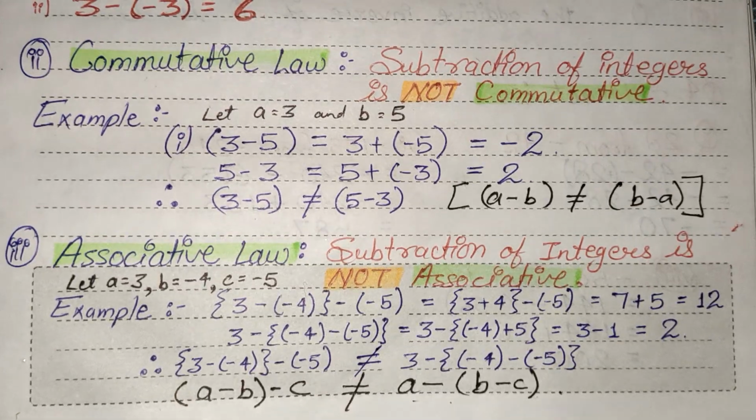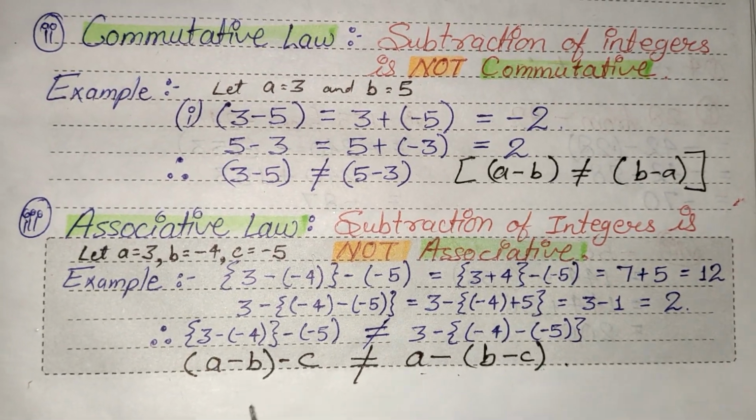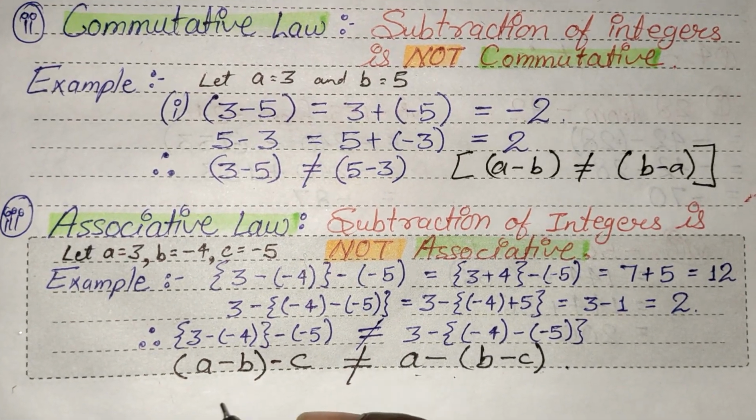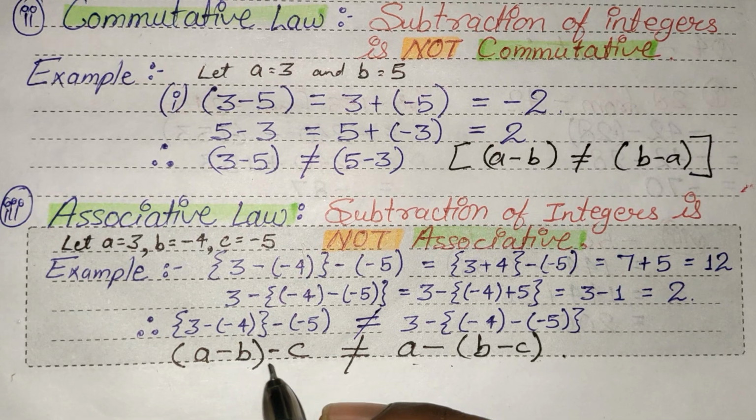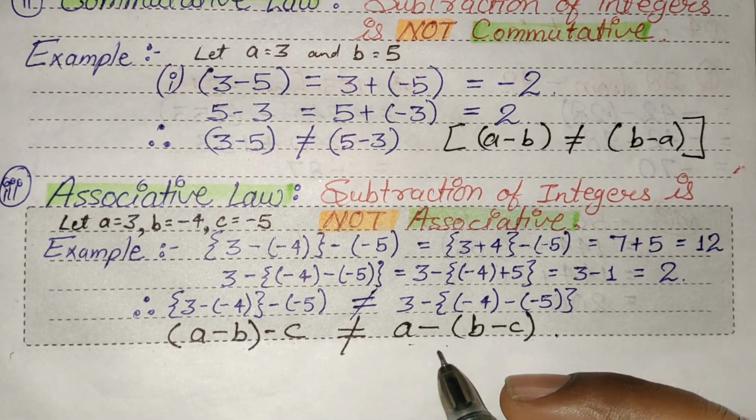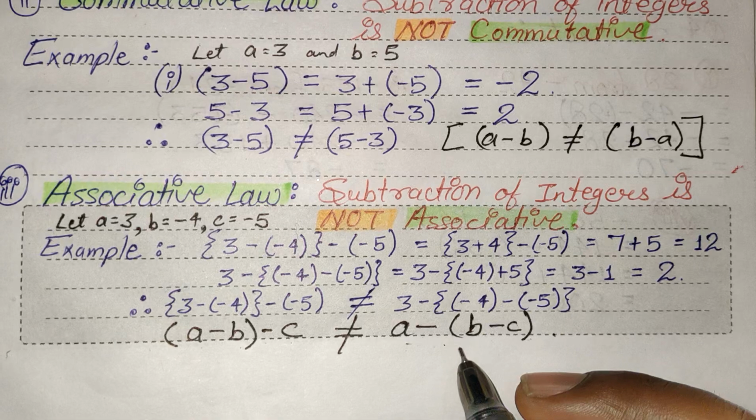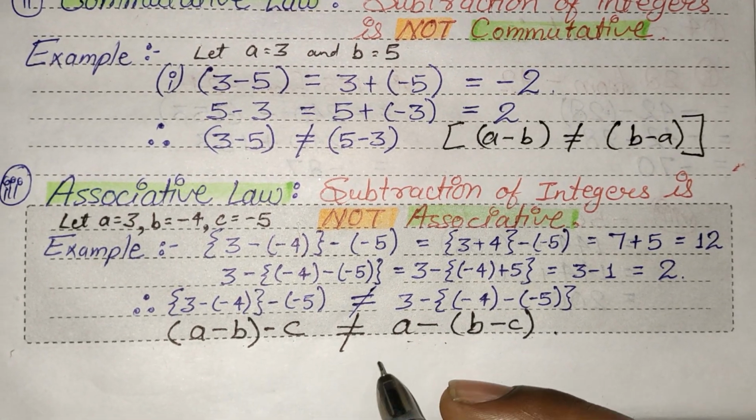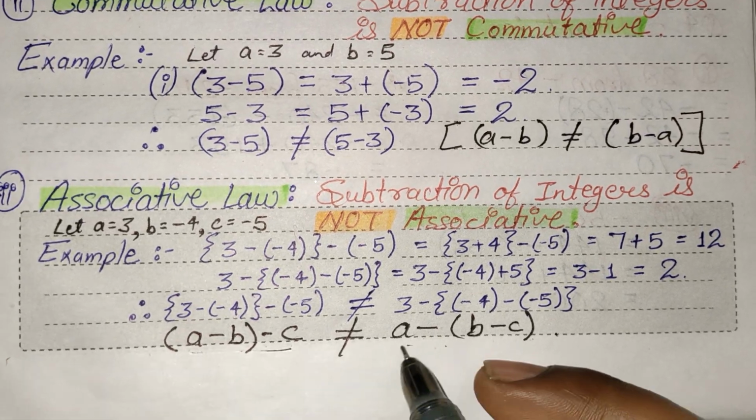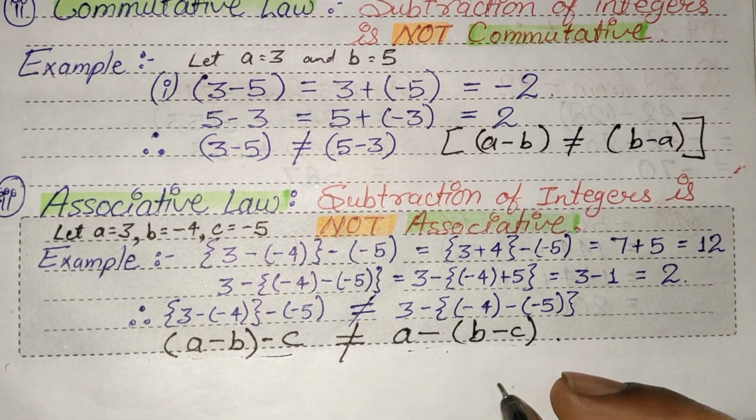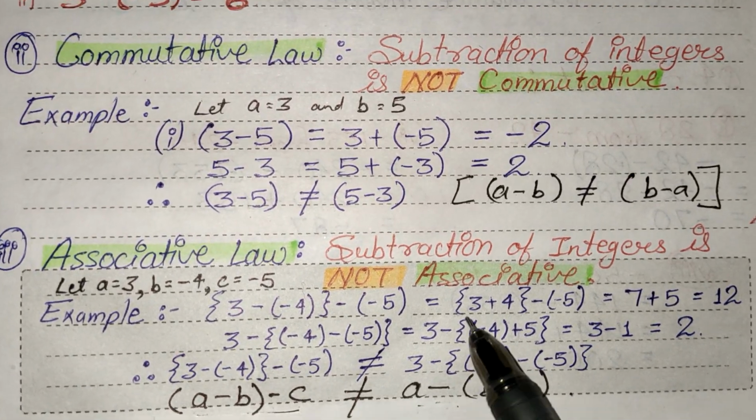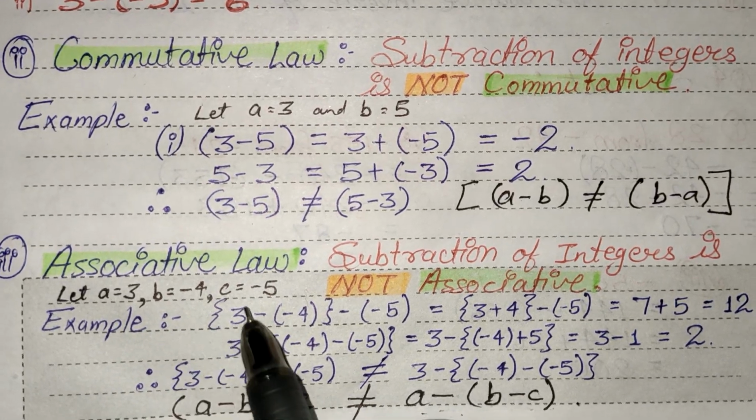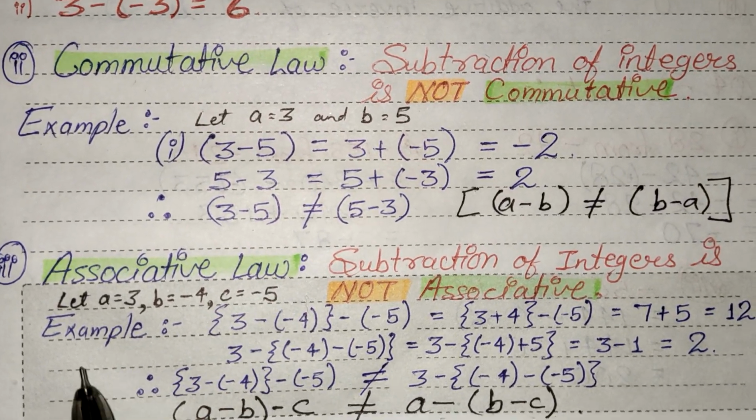Associative law is applicable for three numbers, just as we have learned in addition. So, in the bracket, a minus b, minus c is equal to a minus, in the bracket, b minus c. We have to prove whether this equals this or not. Let's see it by an example. Let a is equal to 3, b is equal to minus 4 and c is equal to minus 5.